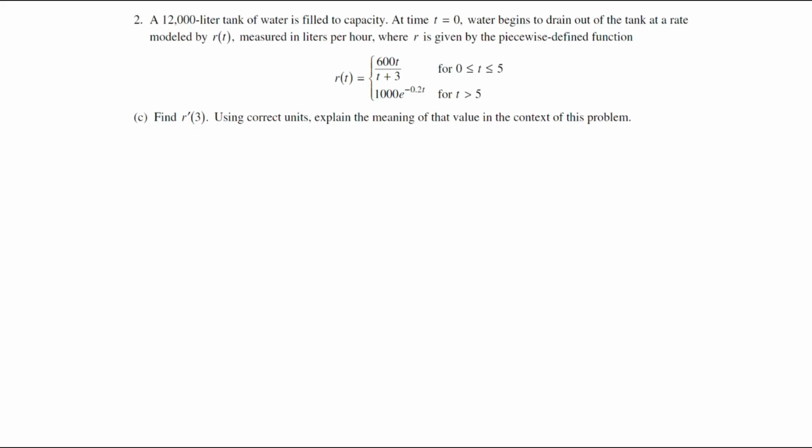All right, in part C here, we want to find r prime of 3 and then just use the units to explain what it means. So r prime of 3 means we're going to take the derivative of 600t over t plus 3 at 3.